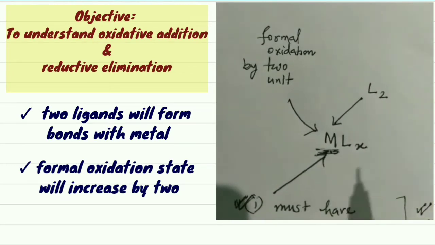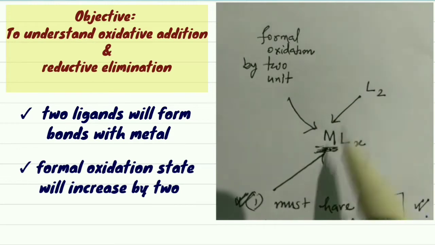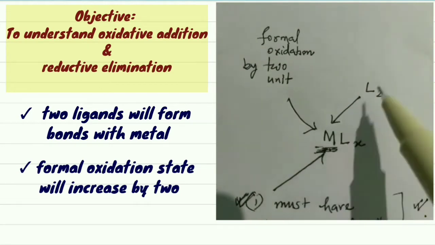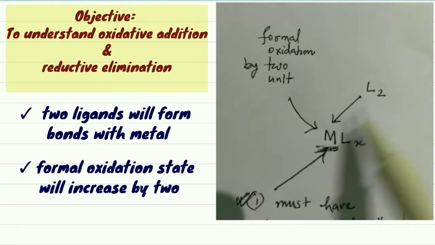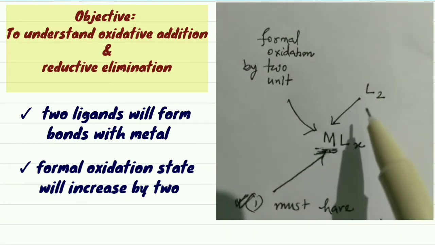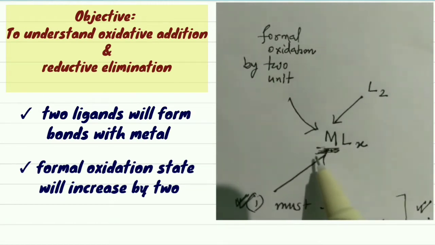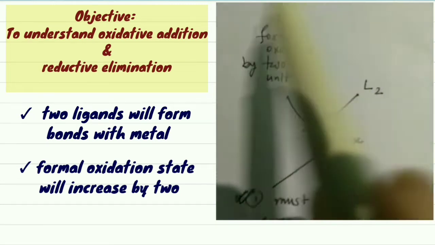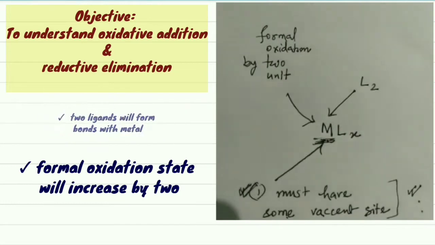We are going to discuss this process in detail, but first we have to understand what this reaction is. In this reaction, two ligands form bonds with the metal, and during the formation of the two bonds, the metal loses two electrons, resulting in an increment of the formal oxidation state of the metal by 2 units. So this is the oxidative addition reaction. Understand?